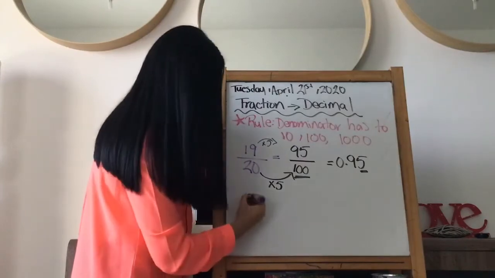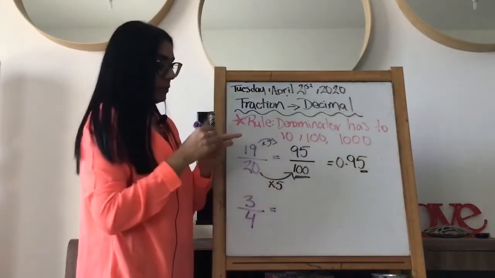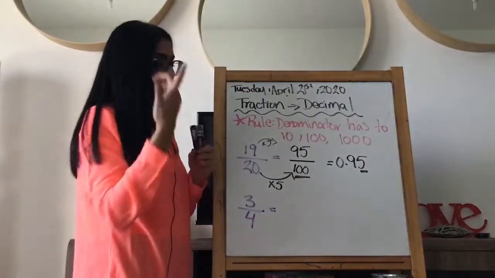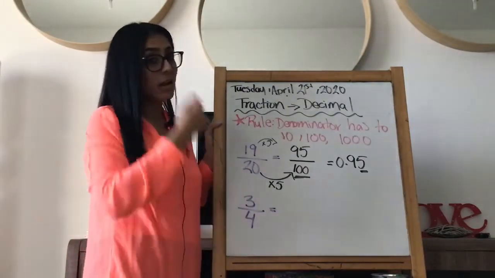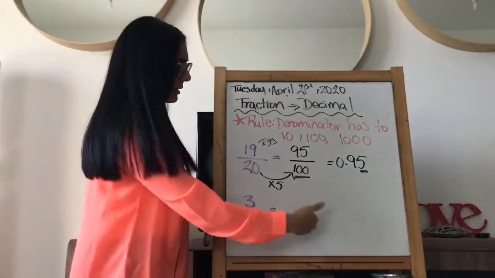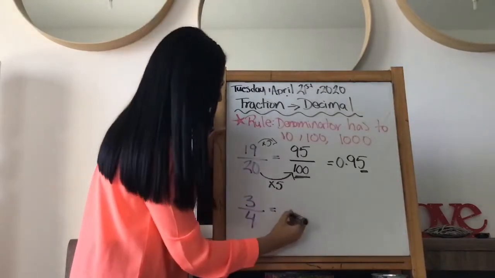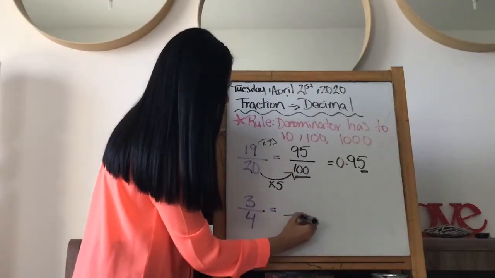Let's say I've got 3 over 4. So now, right away, you probably noticed that Miss Mavish says my denominator needs to be 10, 100, or 1,000. It's not. And Miss Mavish also said just go to the next one. So the next one happens to be 10, okay, because Miss Mavish told me this, 10.